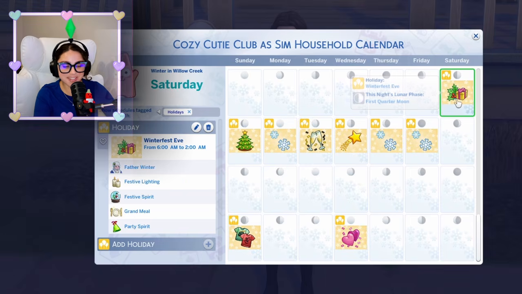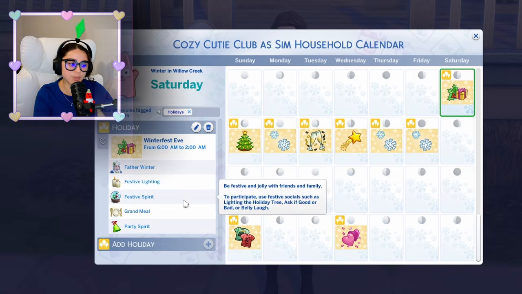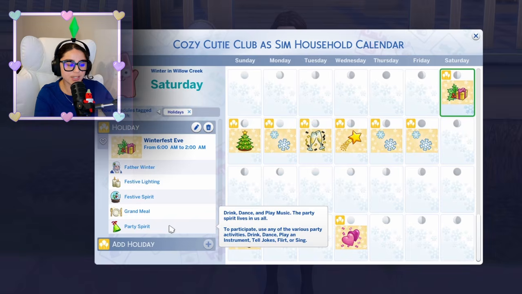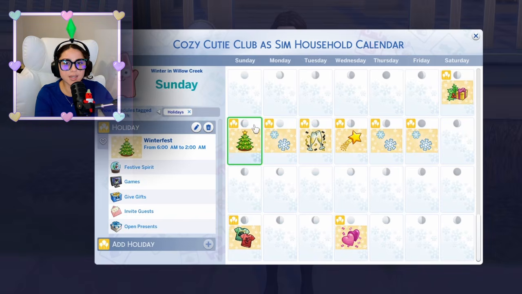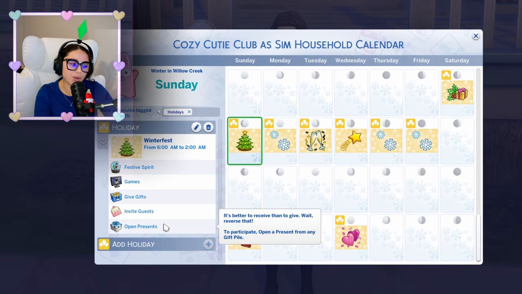To start, we have Winterfest Eve, which, as you might guess, is Christmas Eve. So for Winterfest Eve, we have Father Winter, Festive Lighting, Festive Spirit, Grand Meal, and Party Spirit. And then we have, obviously, Winterfest with Festive Spirit, games, give gifts, invite guests, and open presents.